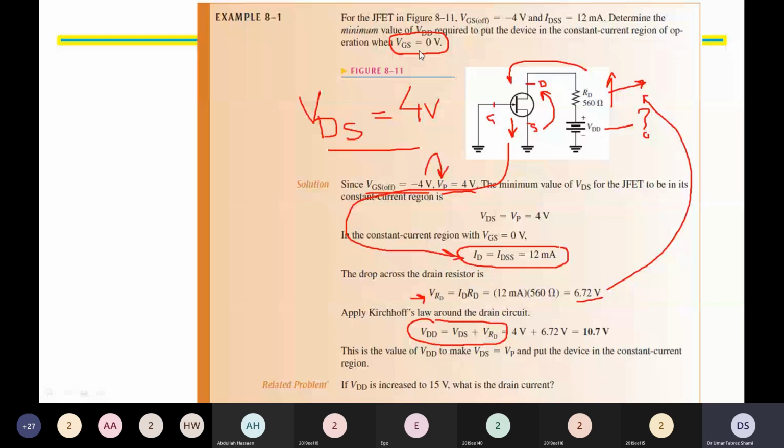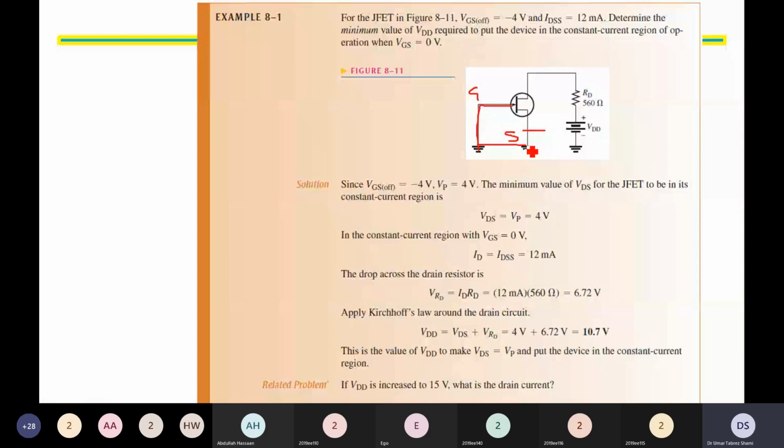Since VGS off is minus 4 volt, the pinch off voltage VP is 4 volt. This is the voltage that will appear between the drain and source, so that the current is in the continuous current region. The minimum value of VDS for the JFET to be in its constant current region is VDS is equal to VP is equal to 4 volt.